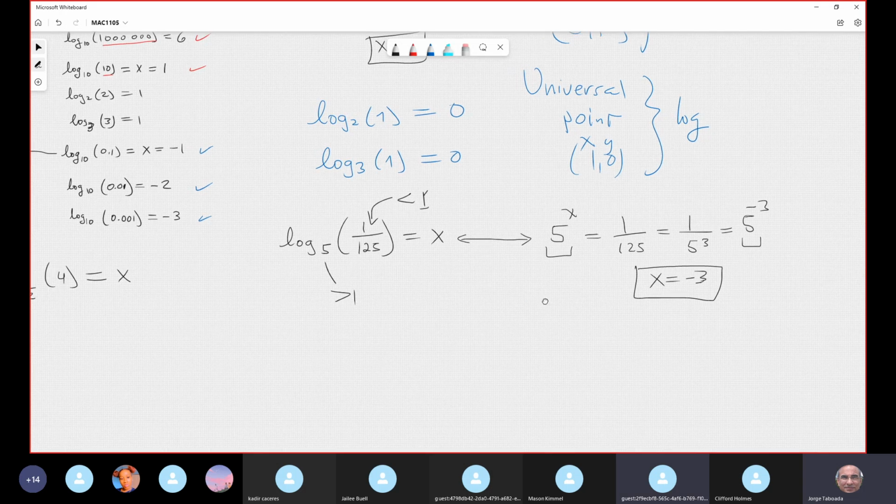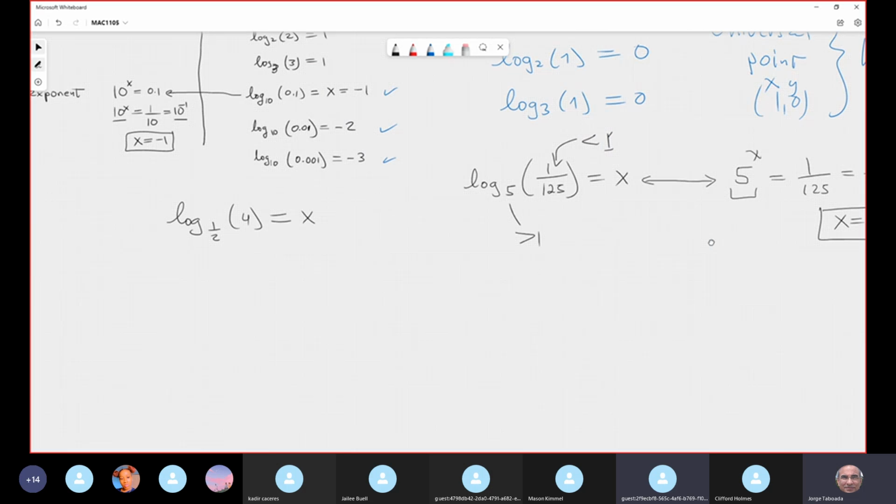However, in this example, a completely different idea occurs. In this one, the base is less than 1, and the number in the argument is greater than 1. Okay, so something weird happened, I know. If both are greater than 1 or both are less than 1, it's okay. But if it's different, no. Okay, so let's do it.